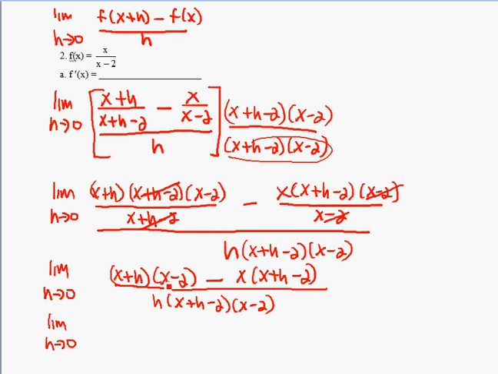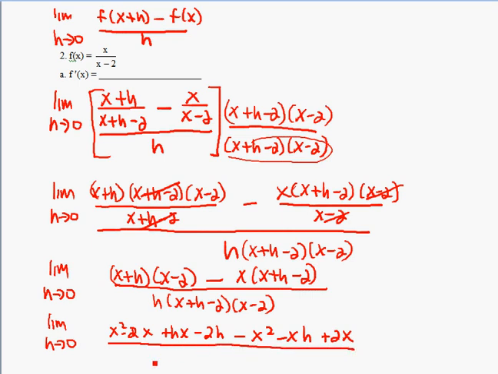So if I multiply this, I get x squared minus 2x plus hx minus 2h minus x squared minus xh plus 2x all over this very unattractive denominator, which I'm not going to multiply. And hopefully you'll see why in a second. So I need a little bit more room. Let me scroll down.